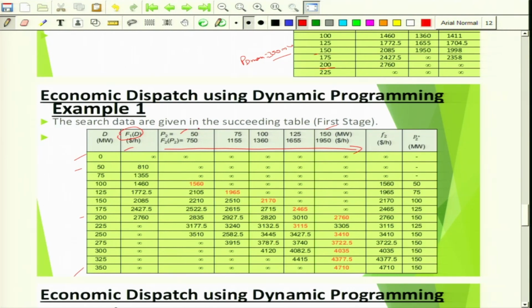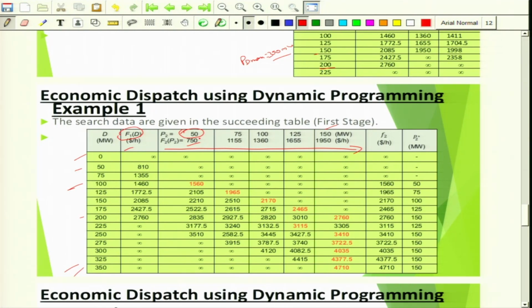Now for each combination of the generator, let's freeze 50 megawatt. For 50 megawatt of fixed operation of generator 2, you check what is the cost that you are getting while parallelly operating with generator 1. The cost associated with generator 2 for generating 50 megawatt of power is $750 per hour, that you get from the table. Now to start with, we are varying from 100 to 350 megawatt, because that is the combination that you get of the demand variation from 100 to 350 megawatt.